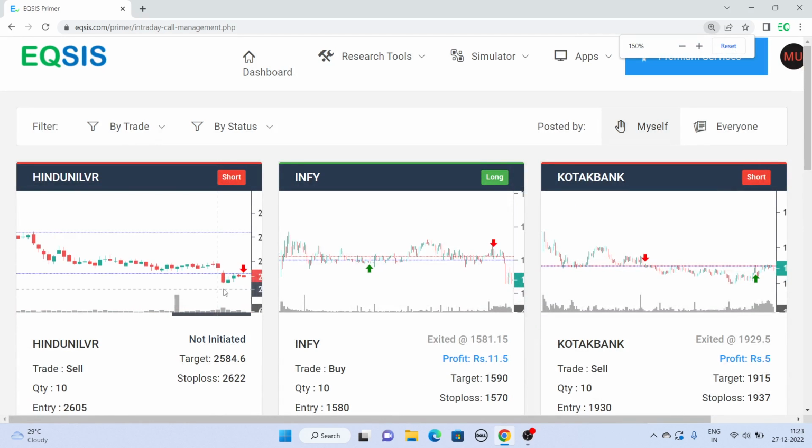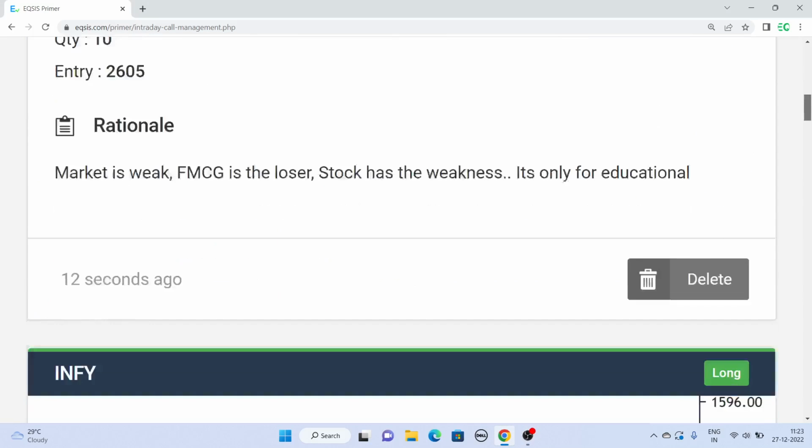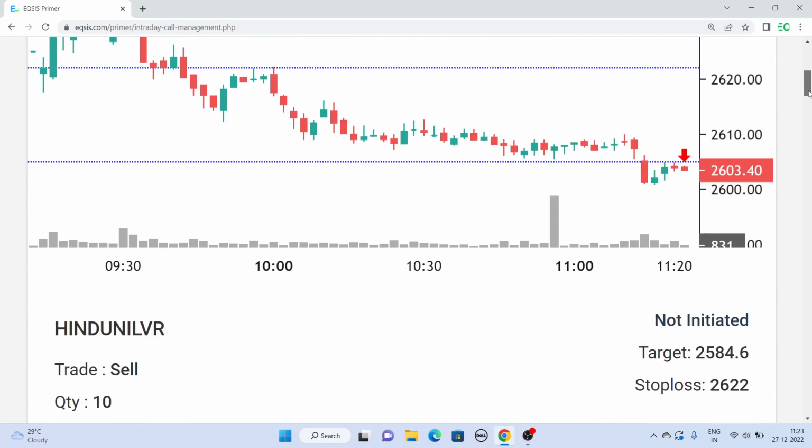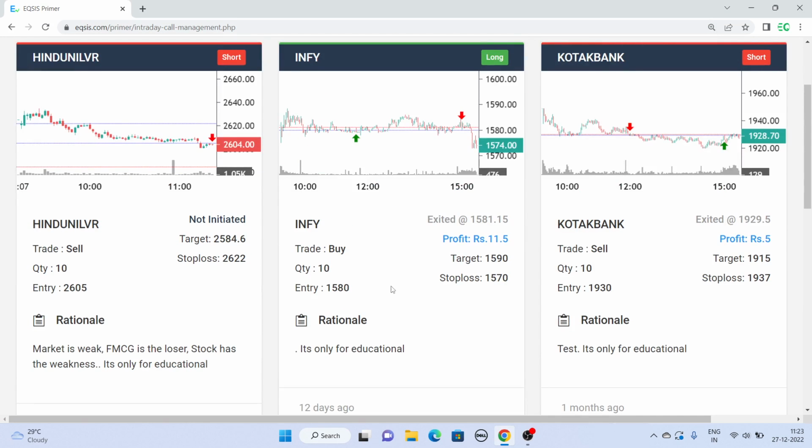I can zoom in so that you can understand it. Look at this. It just shows that the position is not initiated, the trade is a sell trade, and the target is whatever we mentioned. Of course, if you want to change the target, you can change it as well. The stop loss is 2622. And the beauty is this platform gives you a reasonable idea of when it is going to be traded. As soon as the price reaches 2605, it will be executed.